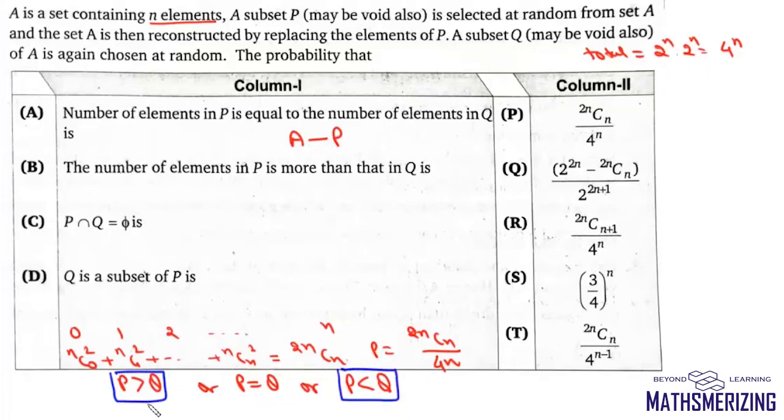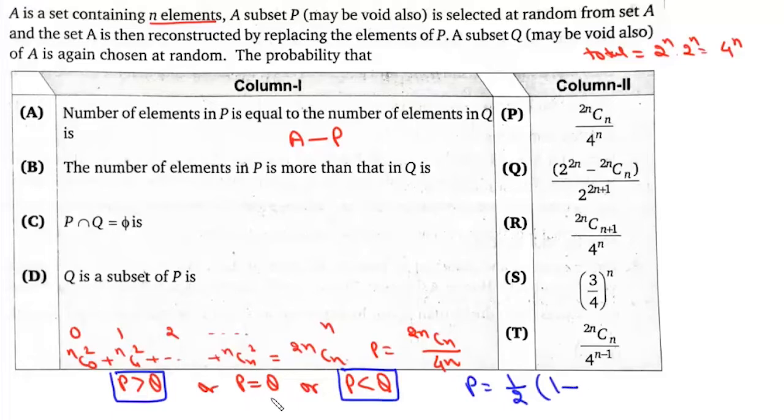So if we have to find this, probability will be simply 1 by 2 and then 1 minus, when they have equal number of elements, which is 2nCn upon 4 to the power n. Now we can write this as 4 to the power n minus 2nCn upon 2 to the power 2n plus 1, which is your option Q. So this B matches with Q.